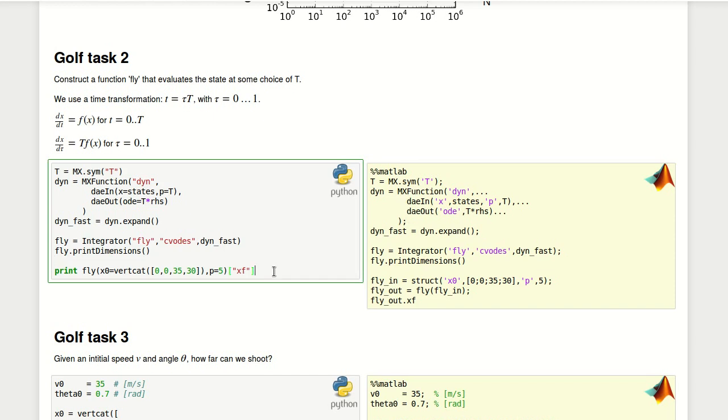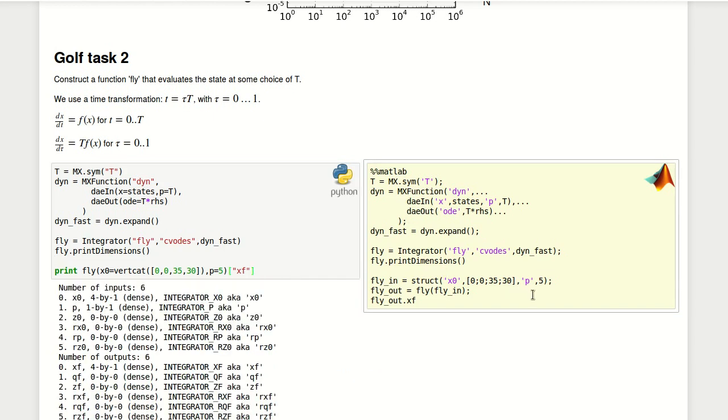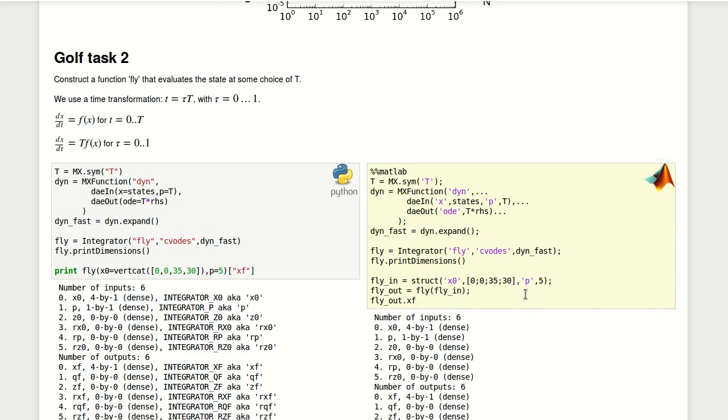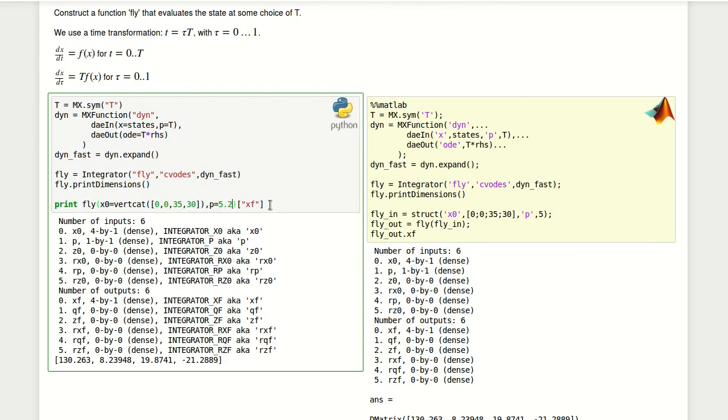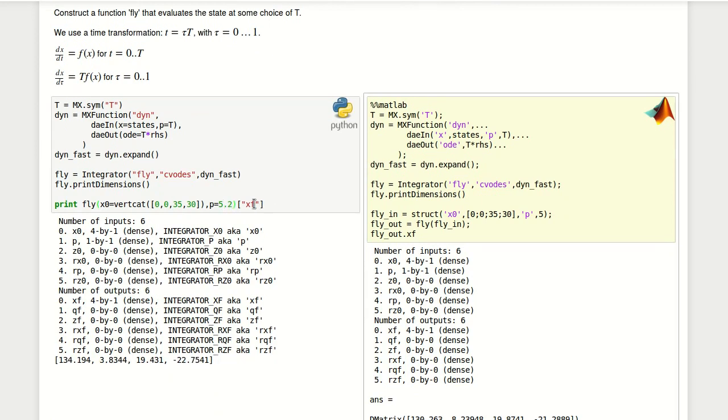So let's see what happens here. So this is again some initial states and then a free end time. I can manipulate this and the result will change accordingly.